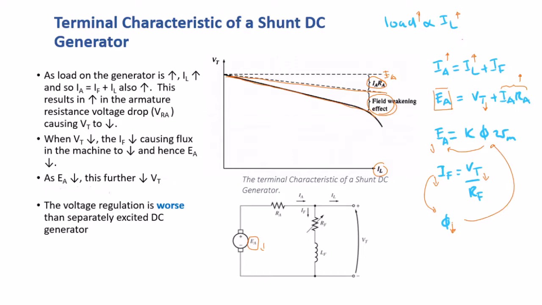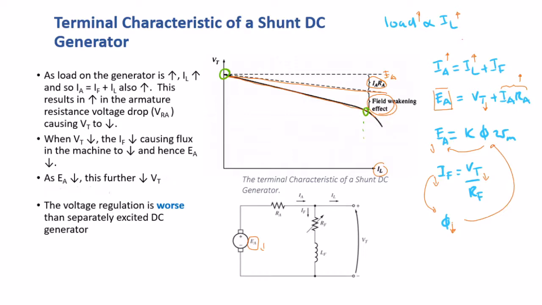Right, and the fourth bullet point says that the voltage regulation is worse. Remember, voltage regulation is the change in the output voltage, i.e. the difference between the no load voltage, which you can see is here, and the full load voltage. If you assume this is the full load, it's over there. So for this shunt DC generator, it is worse than the separately excited.